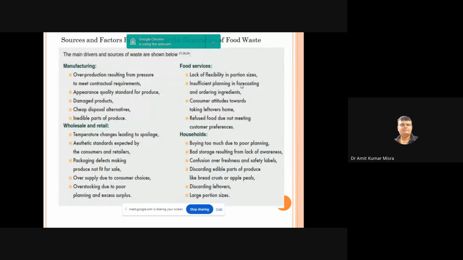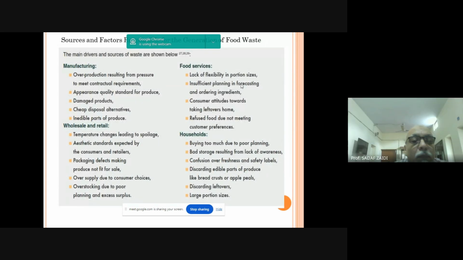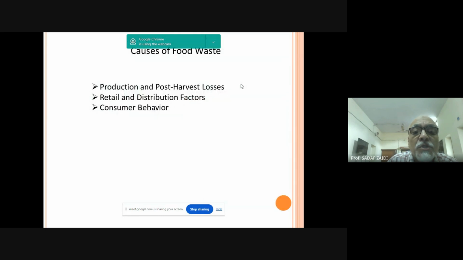Yes, sir. So the main drivers and sources of food waste, now these I think we'll skip, because these are quite obvious. Now, if you see the causes of food waste, you will find that production and post-harvest losses, retail and distribution factors, consumer behavior. So these are the major causes of food waste.